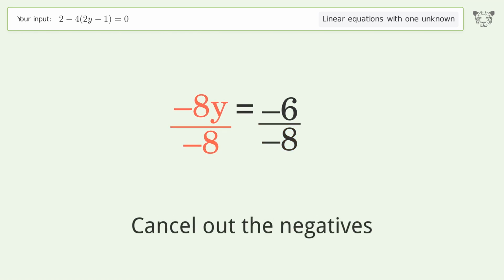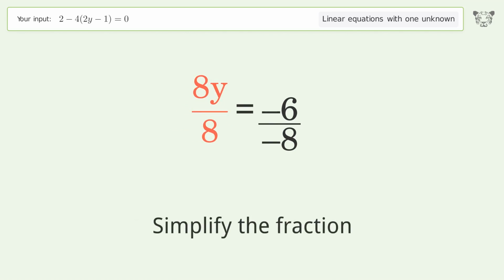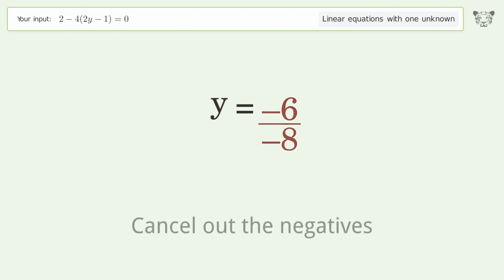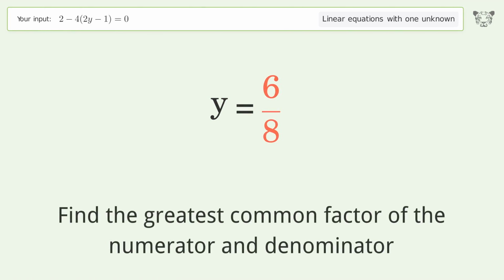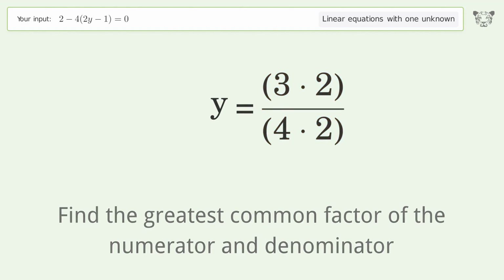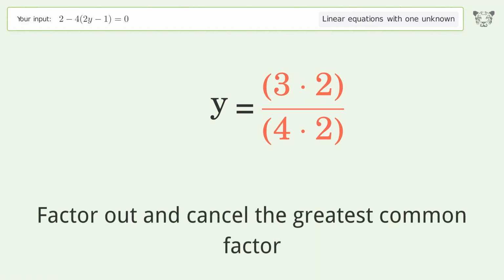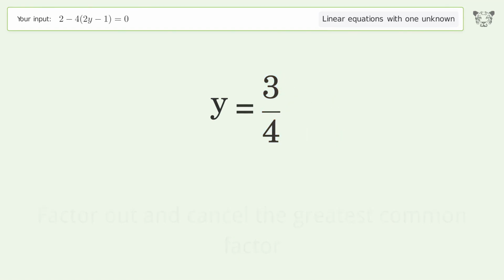Cancel out the negatives. Simplify the fraction. Cancel out the negatives. Find the greatest common factor of the numerator and denominator. Factor out and cancel the greatest common factor. And so the final result is y equals 3/4.